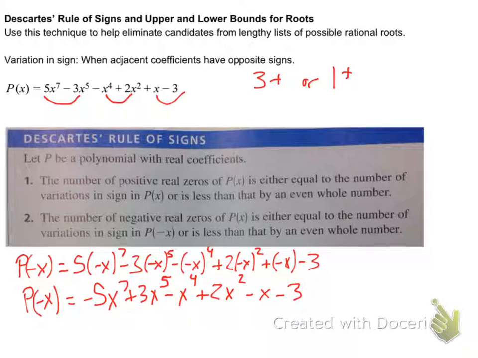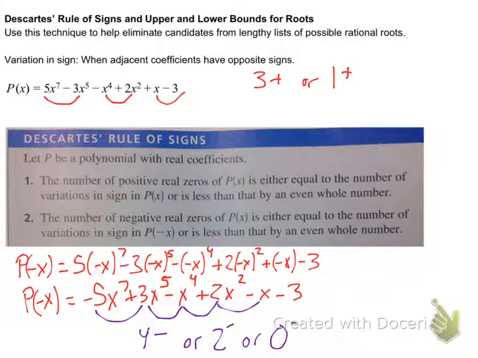And then we just take a look at the sign variation again. Starts negative to positive, that's 1. Positive to negative is 2. Negative to positive, 3. Back to negative, and stays negative, right? How many sign changes? So there are 4 negatives, or what? Less than that by an even whole number. 2 negatives, or 0 negatives.